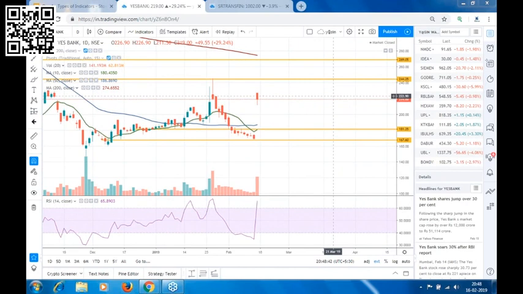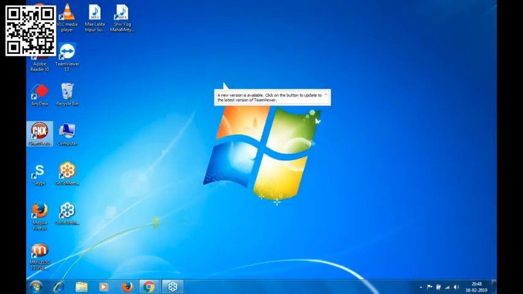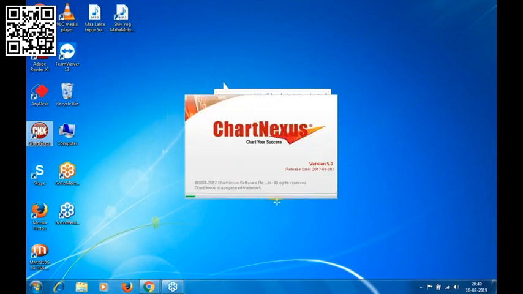And also, if you want, I'll tell you about this app. This is Chart Nexus. You can download this app also. But in this, you can do only end of the day analysis, because the charts that are available are daily, weekly, and monthly. Other charts are not available, and the data in this gets updated in the evening after 6 or 6:30. So this is good for your end of the day analysis.